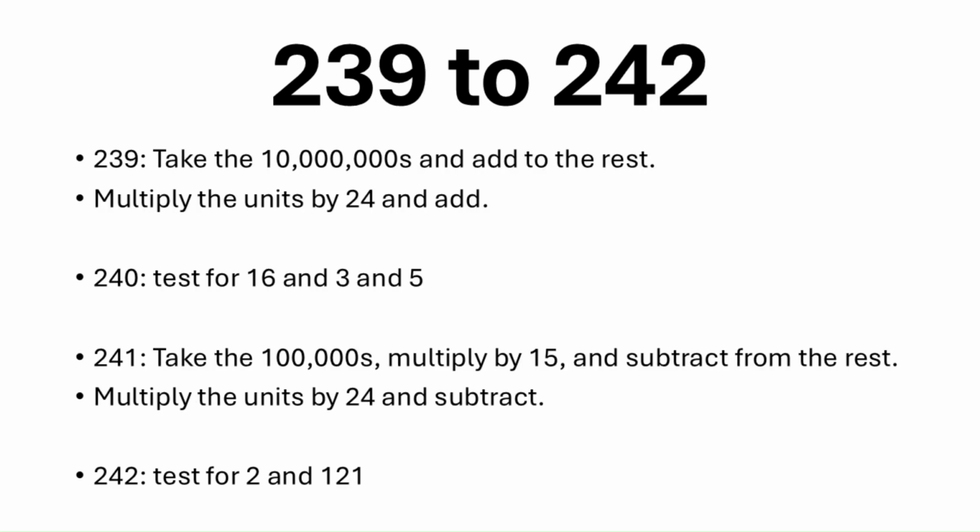239, take the 10 millions and add to the rest. Multiply the units by 24 and add.